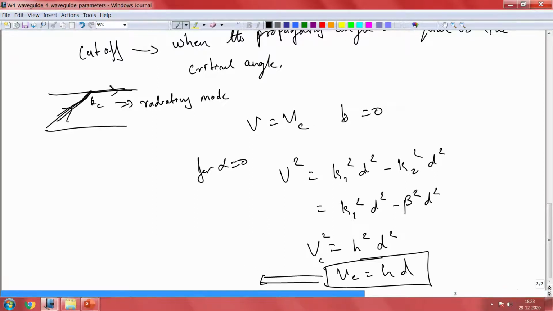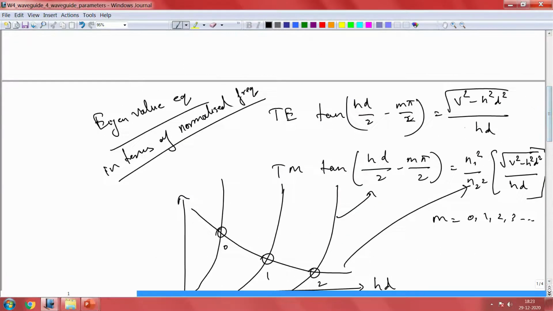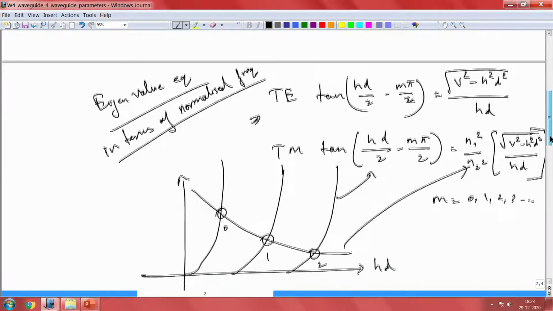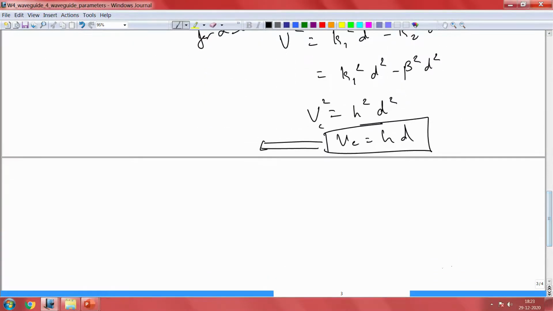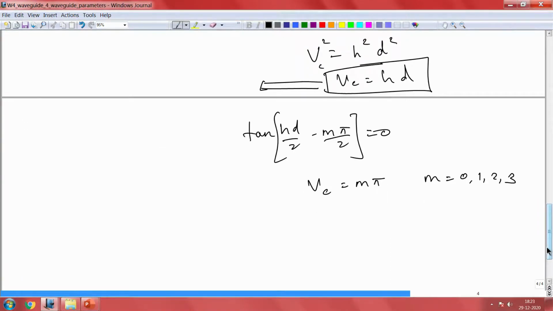You can substitute this in our eigenvalue equation. You remember the eigenvalue equation that we saw here, the normalized equation. If we plug in there, the equation would become something like this, or in other words this. So, m is 0, 1, 2, 3 and so on. So, it is basically m pi.